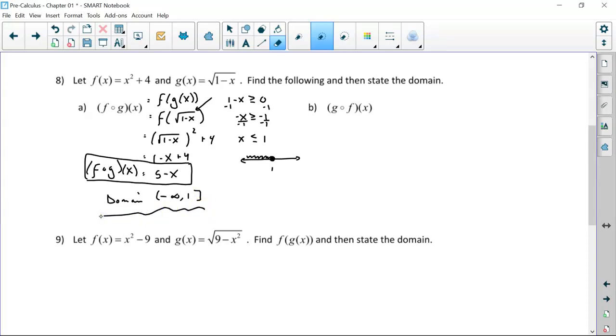If you're not sure if your answer seems correct, you can always substitute a value in and make sure it works. Remember, it has to work for the inner function as well as the final function. If it doesn't work for the inner function, it doesn't exist right away.